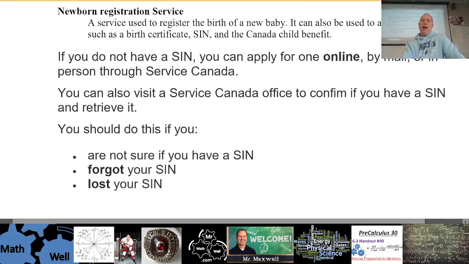All right, so if you don't have one, you can apply online, by mail, or in person by going to Service Canada. If you think you might have one, but you don't know about it, you can also go there and confirm if you have one. You should do this if you are not sure if you have a SIN, if you forgot your SIN, or you lost your SIN.